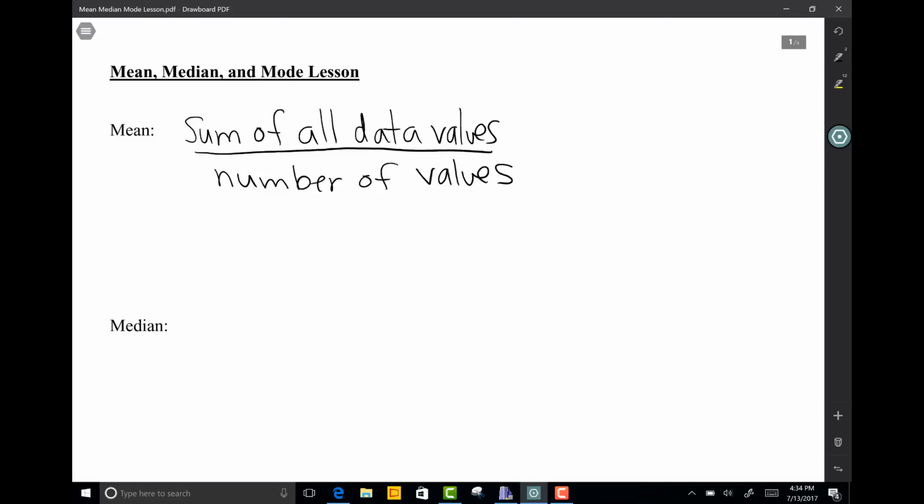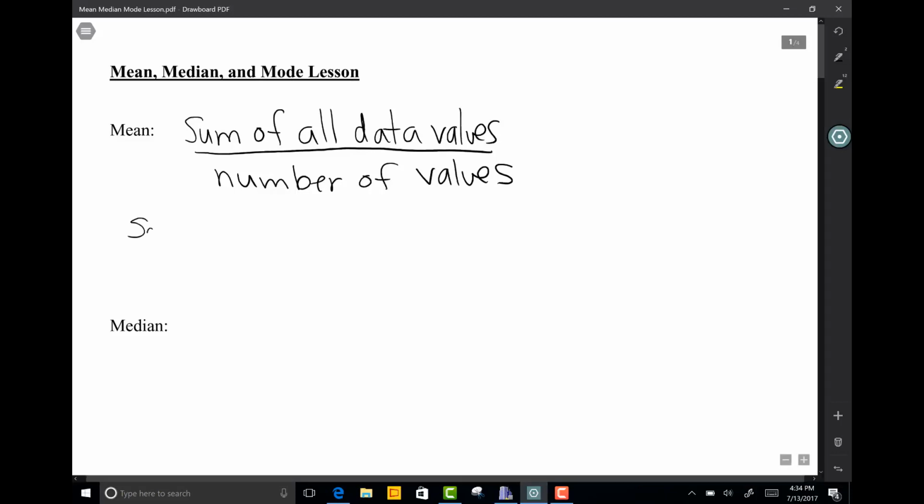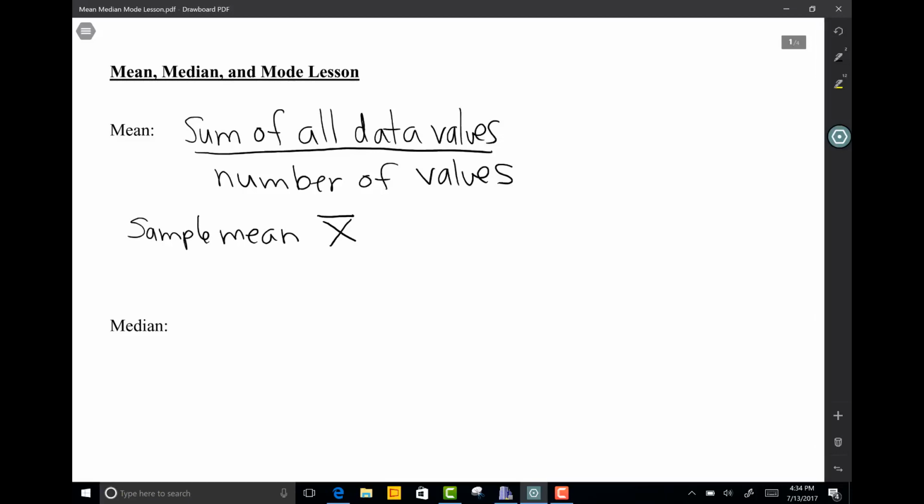Now, there's a formula for this. If you're talking about a sample mean, the symbol for the mean is X with the bar over it, and you say that as X bar. That means you're not talking about the whole population. Let's say you're doing a study and you don't have access to the entire population, so you take a sample of that population, and then you use the data collected from your sample to calculate the mean. That's the sample mean. It's the mean that you calculated from a sample.